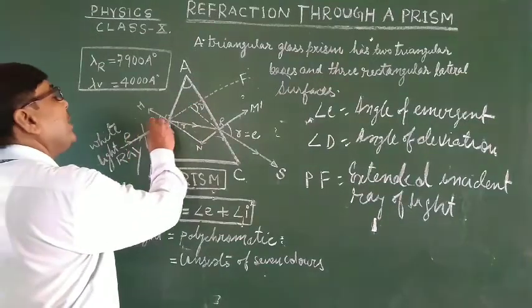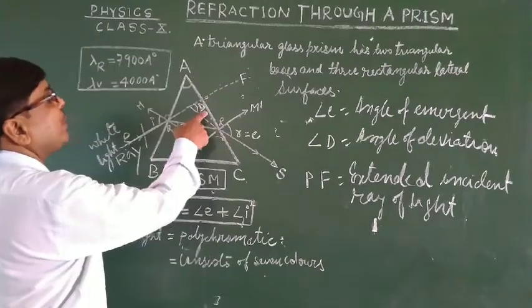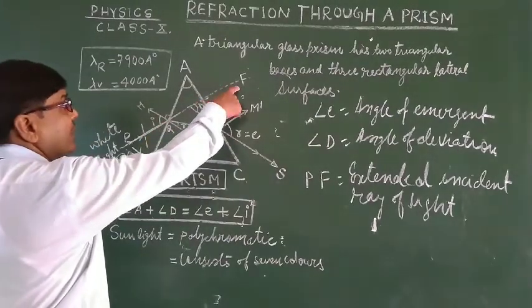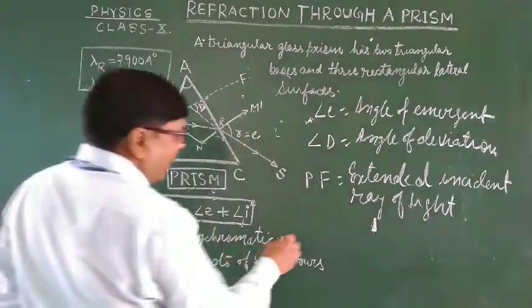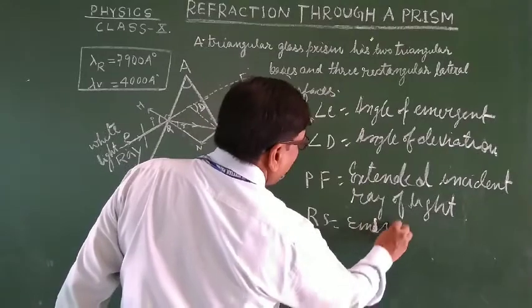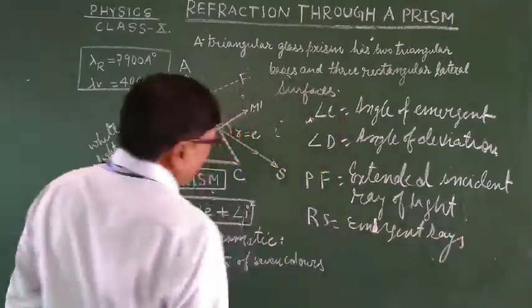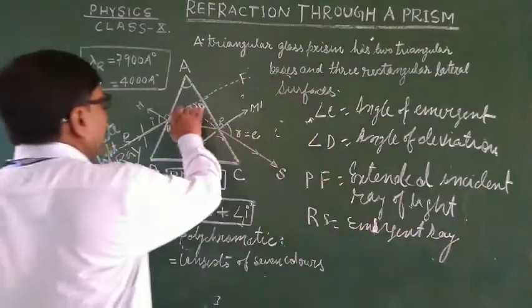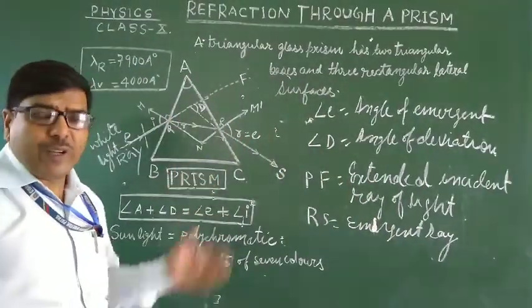Angle of deviation is defined as the angle between the extended incident ray of light and the emergent ray. RS is the emergent ray. These two make an angle with the incident ray, which is known as the angle of deviation.